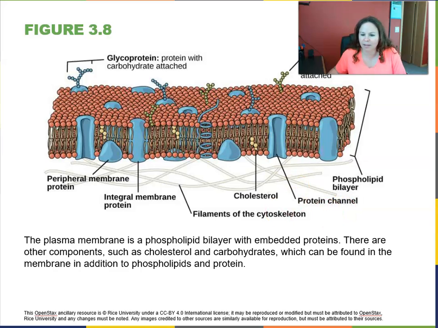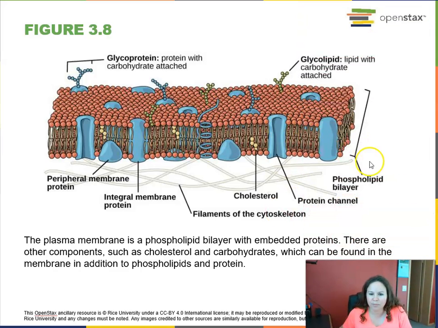So here's our model, the fluid mosaic model. The little red heads of the phospholipids, those are hydrophilic. They love water, they're polar. The little blue tails pointing inward, those are hydrophobic. They do not like water. Those are regular fatty acid chains, so they are nonpolar. And then that sticks together in that double layer or lipid bilayer.